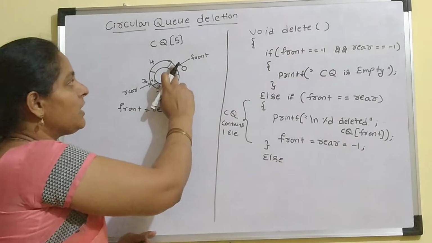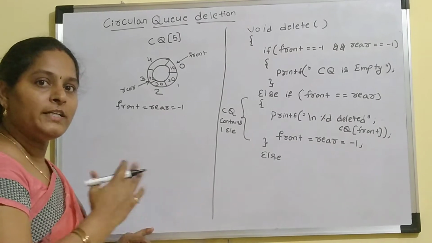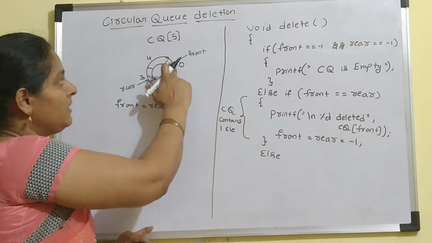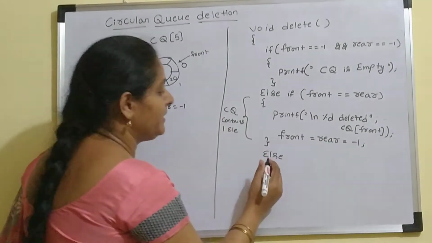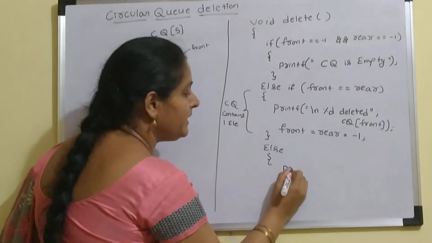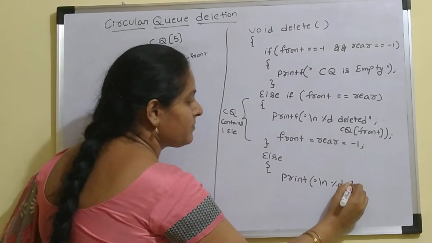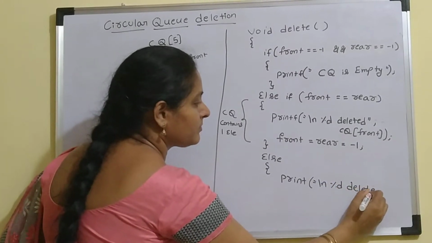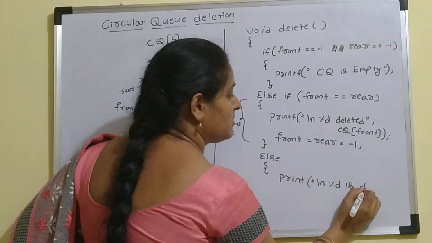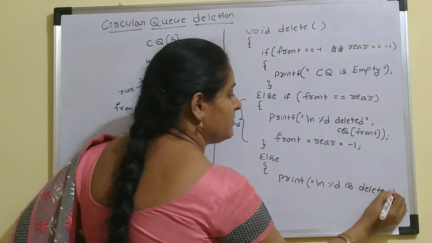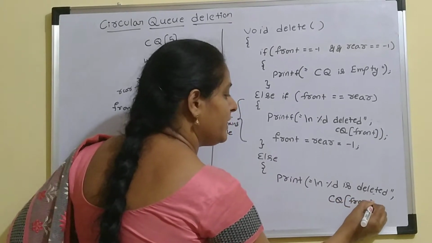In this situation, I want to delete 10. So how to delete 10? After deletion of 10, what do I need to do? After deletion of 10, we should move the front pointer to the next position, right? So first, delete the element. How to delete the element? You just print a message like "\n %ld is deleted". Okay, so the front element is always deleted, right? So queue of front.